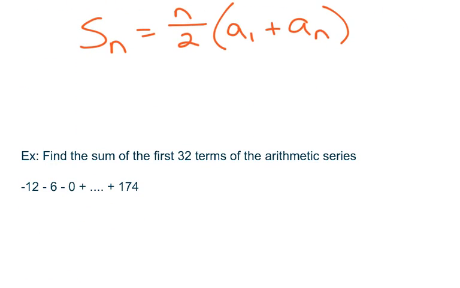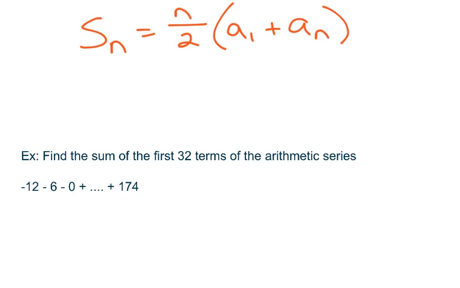Find the sum of the first 32 terms of the arithmetic series negative 12, negative 6, 0, and then it goes on down the line. The last term, the 32nd term here, is 174. In order to find the sum of this, we need to know three things. We need to know the n value, which we have, 32. We need to know the first term, which we have as well, negative 12. And we need to know the last term, which we also do, 174. This is the 32nd term in our series.